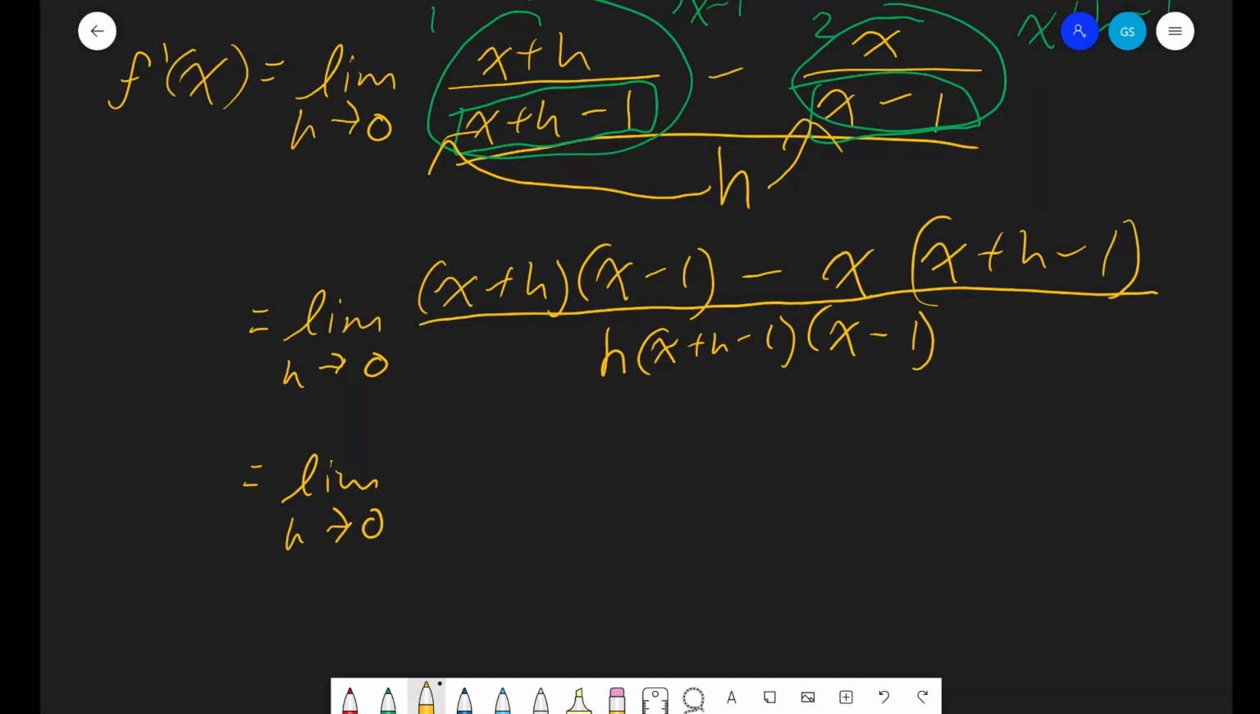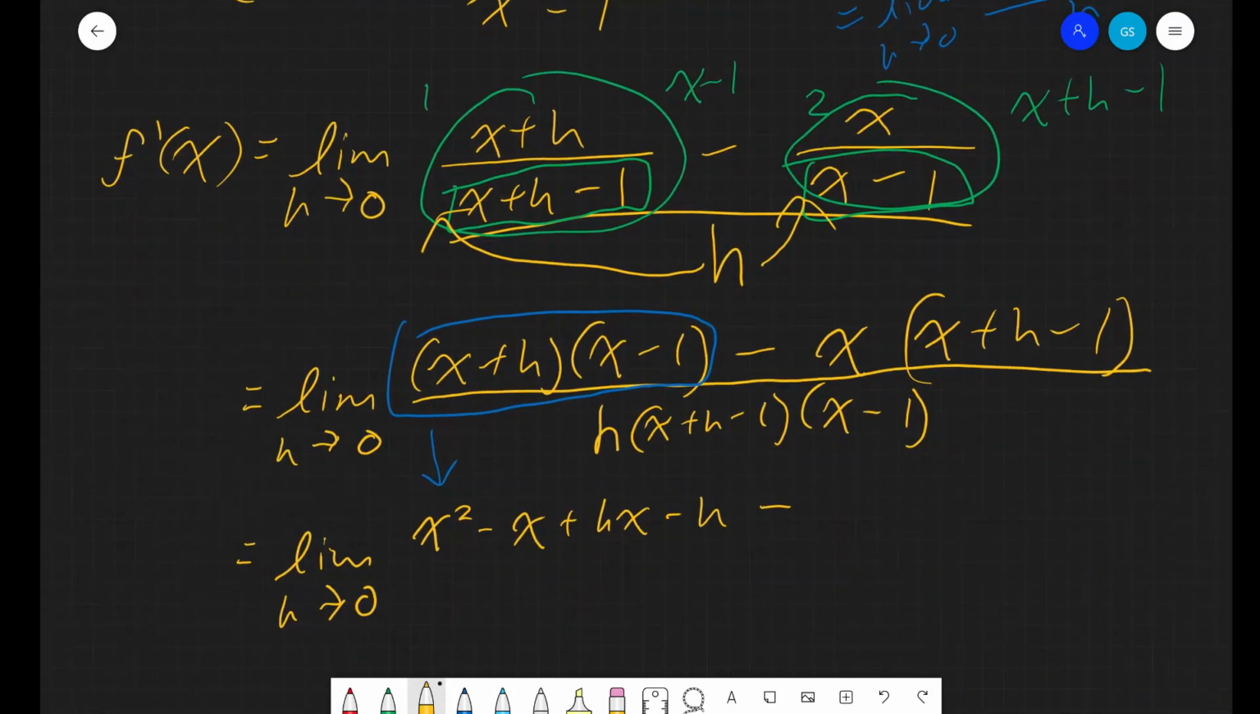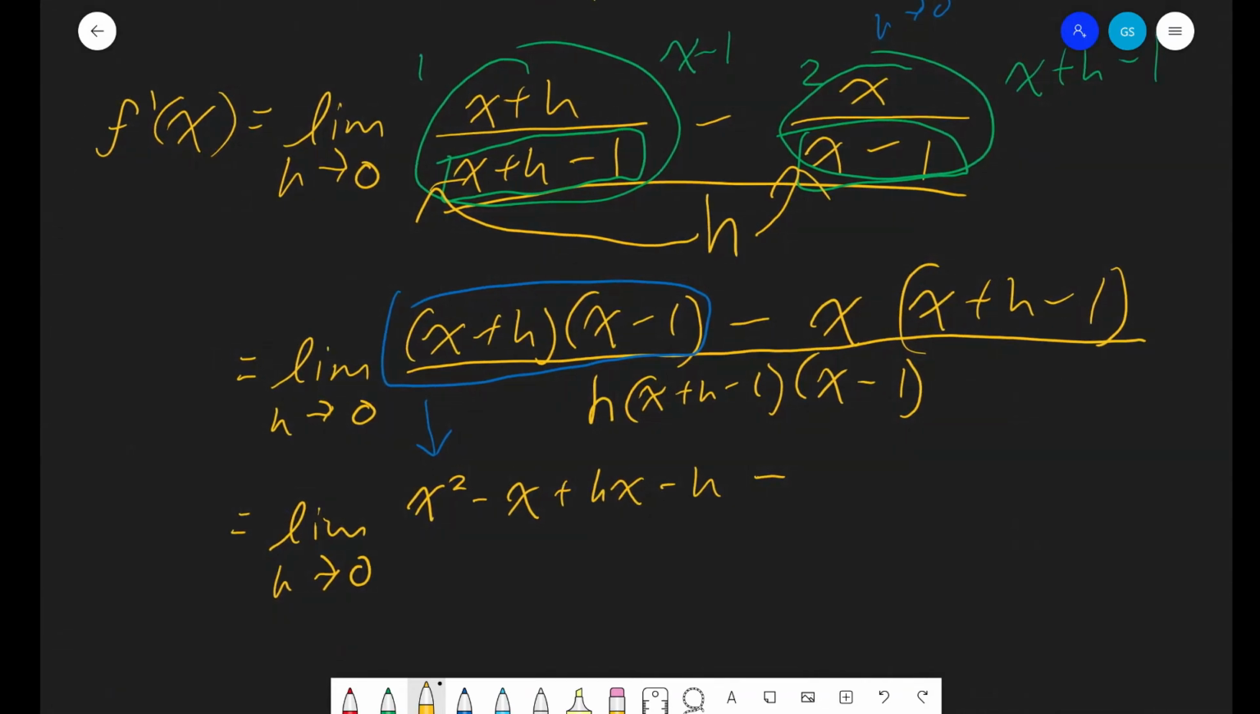Now we just basically expand. So we have x squared. So I'm expanding, let me do this in a different color, I'm expanding this right here. So we have x squared minus x plus h of x minus h. And then we have minus x, yeah, okay, we're good.